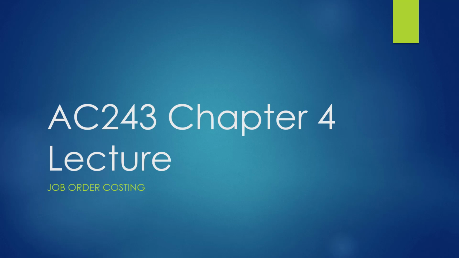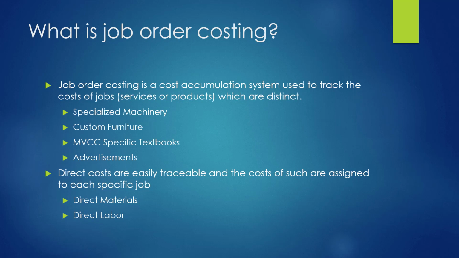In this chapter, we're going to be discussing job order costing. What is job order costing? Job order costing is a cost accumulation system where you track all of your production costs of your typical business model, but you do so job by job, which means this system is used only by companies whose jobs or products are very distinct from one another.